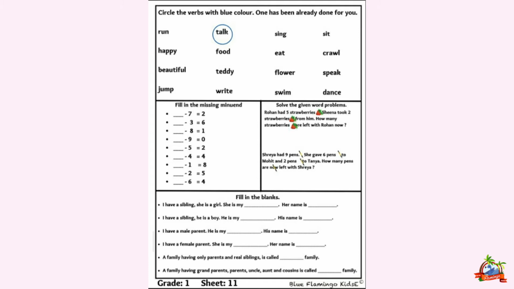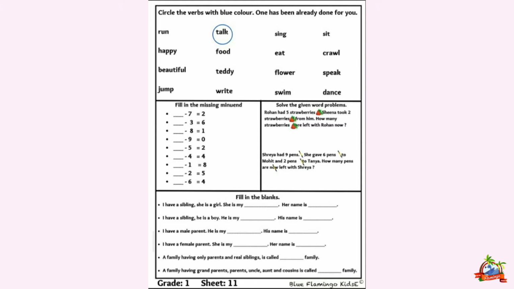Rohan had 5 strawberries. Okay, Rohan had 5 strawberries. रोहन के पास 5 strawberries हैं. Okay. Sheena took 2 strawberries from him. शीना ने 2 strawberries उससे ले ली. How many strawberries are left with Rohan? अब बताना है कि रोहन के पास कितने स्ट्रॉबेरीज बचे. मीन्स he was having 5 and Sheena took 2. मतलब उसके पास 5 थे, 2 ले लिए गए.